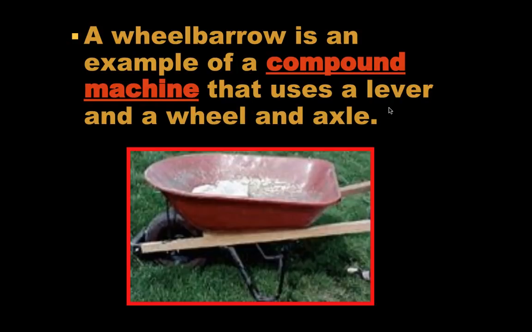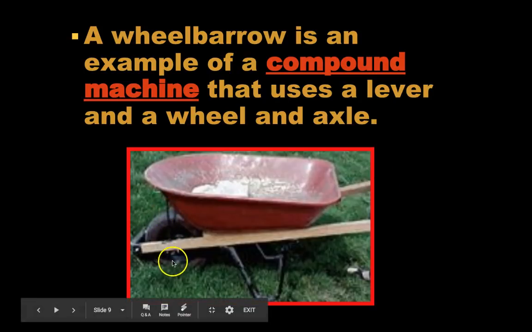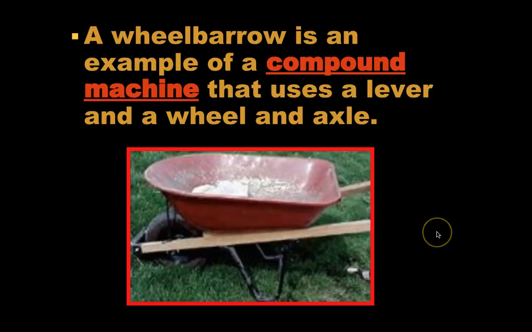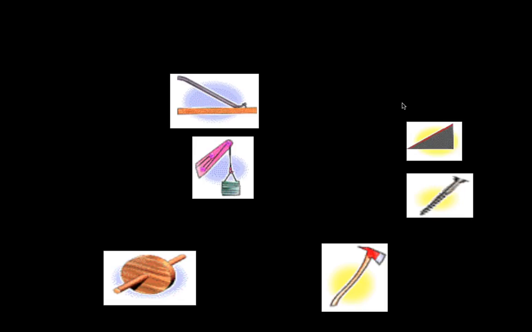A wheelbarrow is another example of a compound machine. When you look at the wheelbarrow, down here you've got your wheel and axle. And then right here, what do you think that is? Well, it actually tells you right here. It's a lever. So it's a compound machine because it has multiple simple machines in it.